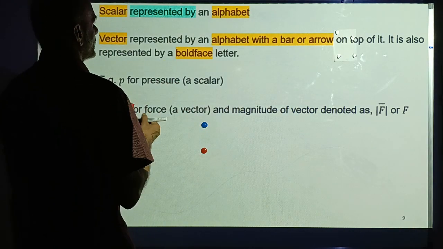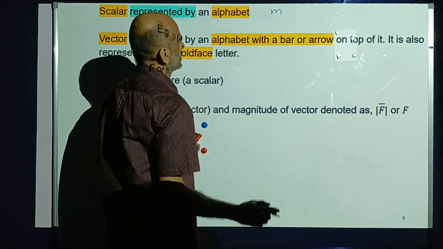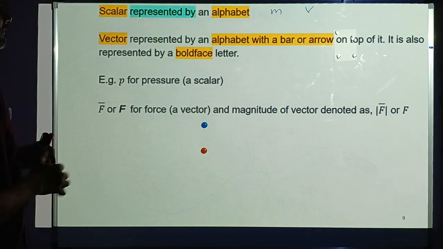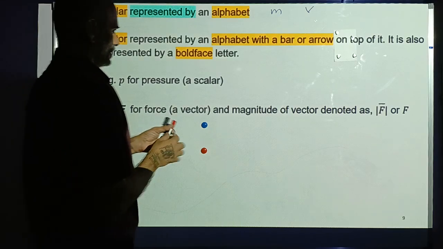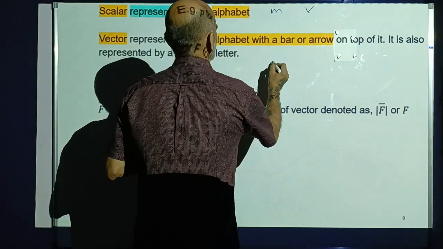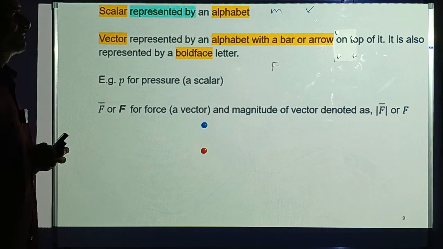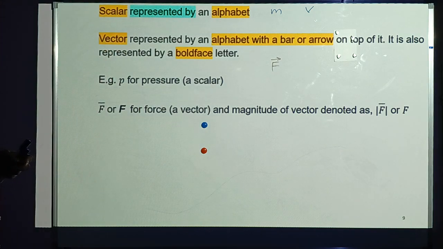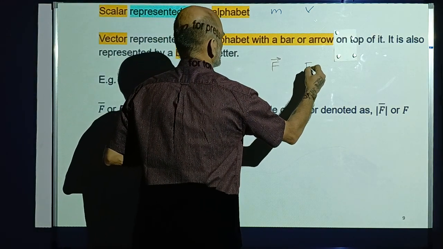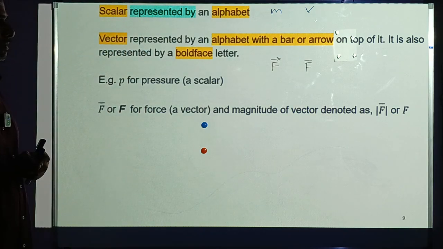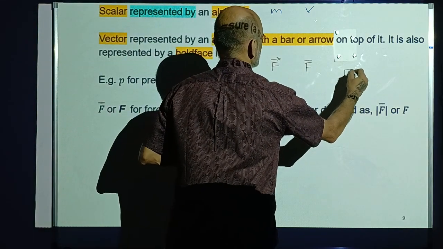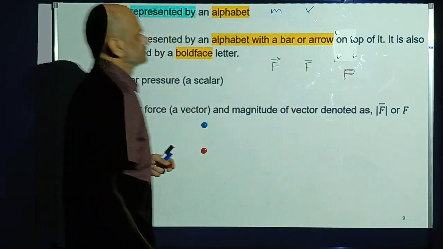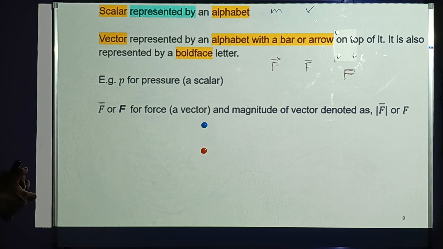Scalars like mass, volume can be represented by corresponding appropriate alphabets, mass by m, volume by v. But a vector like force, to represent, use the alphabet, and to specify it's a vector, we put a direction, that's an arrow mark on the top. Or you can also just put, instead of an arrow, just a bar on top. Or I can also make this alphabet boldface. This is especially in the printed book.